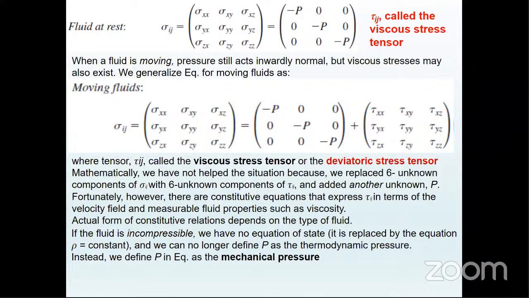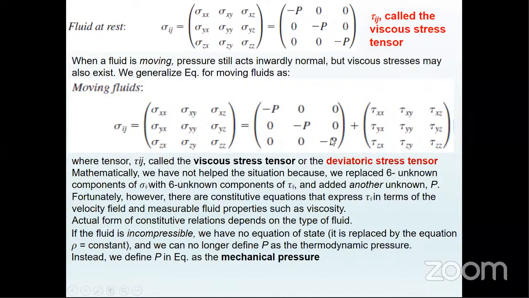If the fluid is incompressible, we have no equation of state. For example, it is replaced by the equation rho is equal to constant, and we can no longer define P as a thermodynamic property. Since rho is constant, P can no longer be used as a thermodynamic property. Instead, we define P in this equation as the mechanical pressure, which acts along the x direction, y direction, and z direction.